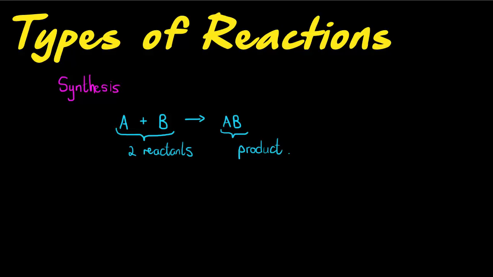Let me show you an example. The example that we've looked at numerous times is sodium plus chlorine producing sodium chloride, or table salt. And we had to balance this by doing it like this. This is the balanced reaction for a balanced synthesis reaction.